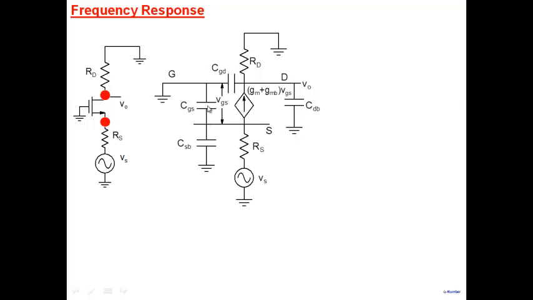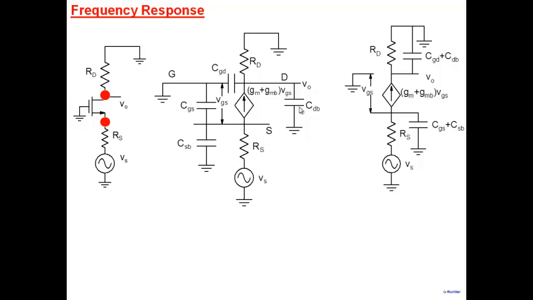CGD is between these two nodes, and drain to body is between this one here. If I look at this particular picture, I see that the CSB and CGS come in parallel. This is ground and this is ground here, so both of them are in parallel. And CGD and CDB are in parallel. So I can simplify it to this particular circuit here. CGS plus CSB, we lump it at this particular node, and CGD plus CDB, we lump it at this particular node. So we have this simplified circuit. Now we can apply our open circuit time constant approach here.